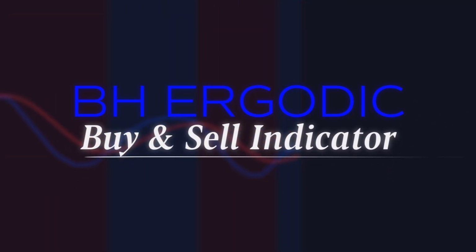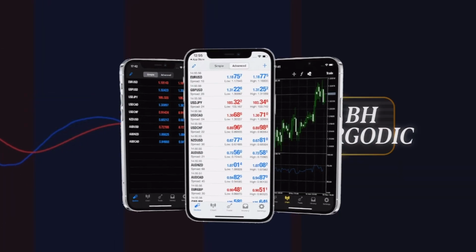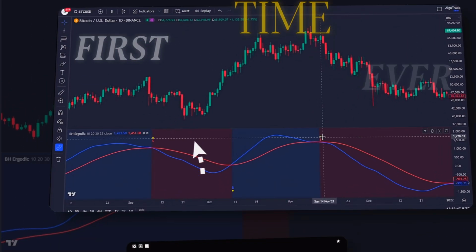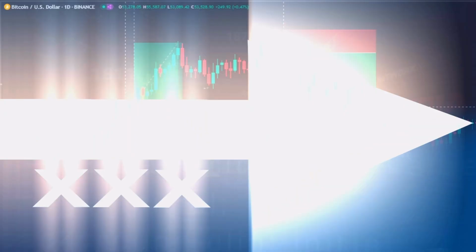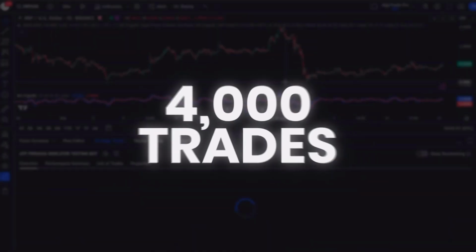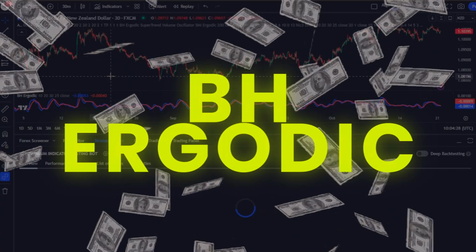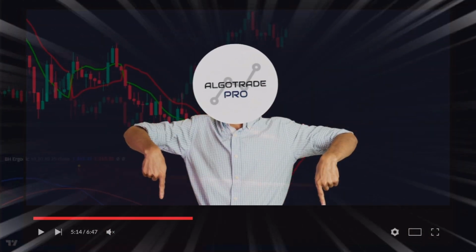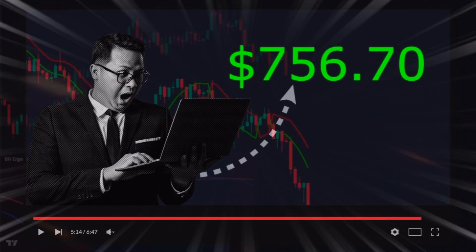Today we are diving into the BH Ergodic Buy-Sell Indicator, an exclusive tool from MetaTrader that for the first time ever is also available on TradingView. I will show you how to use it effectively and test it across 4,000 trades to see how it performs. Stick around until the end because the results were highly above the average.